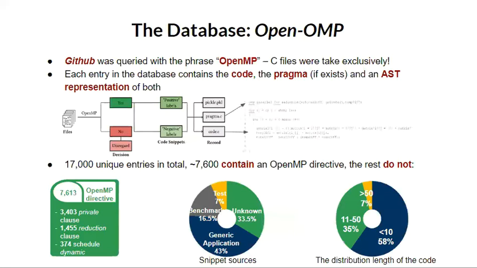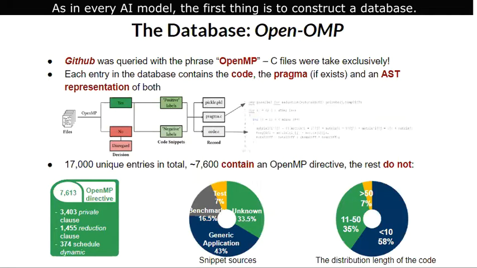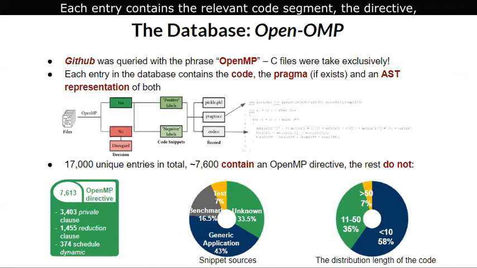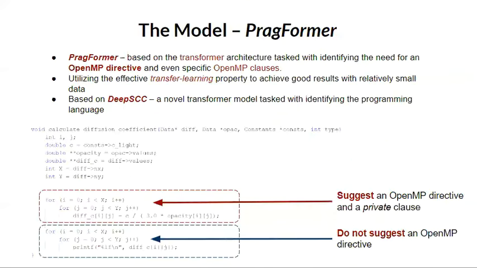As in every AI model, the first thing is to construct a database. Our database is named OpenOMP, and it contains 17,000 unique entries with 7,600 OpenMP directives in C. Each entry contains a relevant code segment, the directive, if it exists, and an AST representation of both.